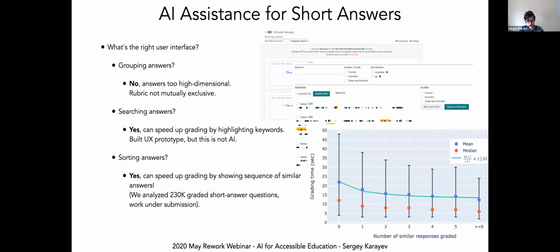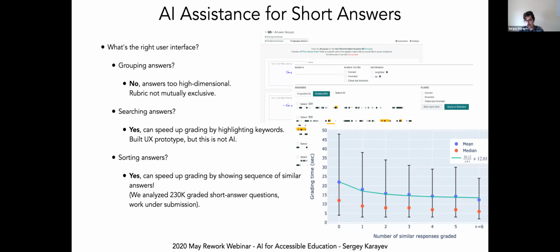And what we did is we analyzed 230,000 graded short answer questions, or answers, I should rather say. This is work under submission to a conference. We analyzed how long it actually took to grade each answer. And what we found is that if an instructor sees a sequence of similar answers, they actually speed up the grading. On this chart, if they've seen 0 similar answers, so they just started grading, or they were getting one answer and then a different answer, it takes them 22 seconds to grade that answer. That's on the left of the chart here.